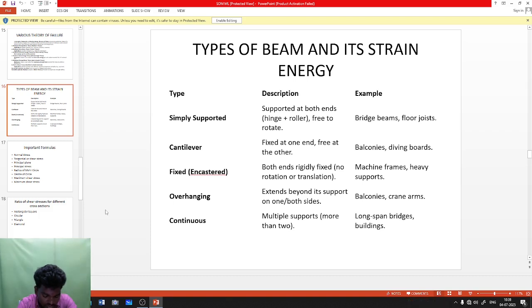For a simply supported beam with the UDL over the entire length, it's W²L⁵ divided by 240EI. For a fixed beam with central point load, W²L³ divided by 384EI. For a fixed beam with the UDL over the entire length, W²L⁵ divided by 1440EI. And for a couple of moment on a simply supported beam, it's M²L divided by 2EI.